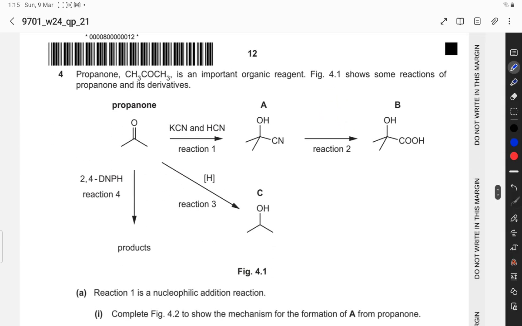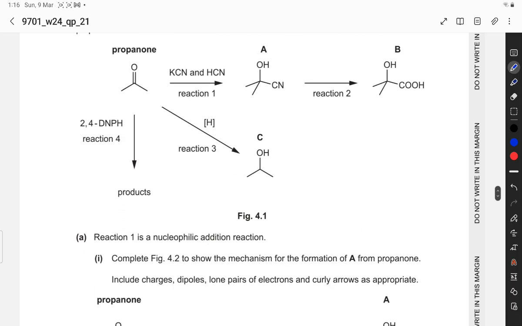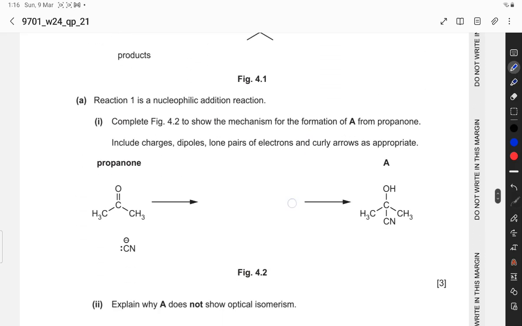Question number 4. A. Propanone is an important organic reagent. Figure 4.1 shows some reactions of propanone and its derivatives. Reaction 1 is a nucleophilic addition. Complete figure 4.2 to show the mechanism for the formation of A from propanone. Include charges, dipoles, lone pairs of electrons, and curly arrows as appropriate.